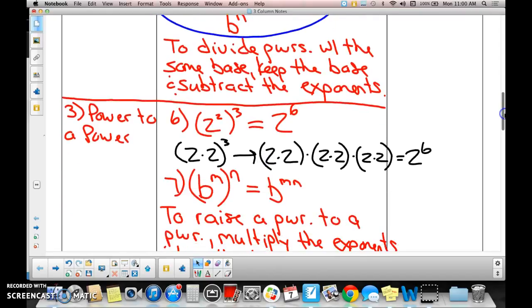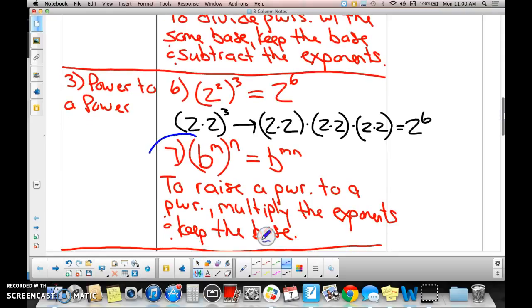And number 3, power to a power. Here we are. B to the power.